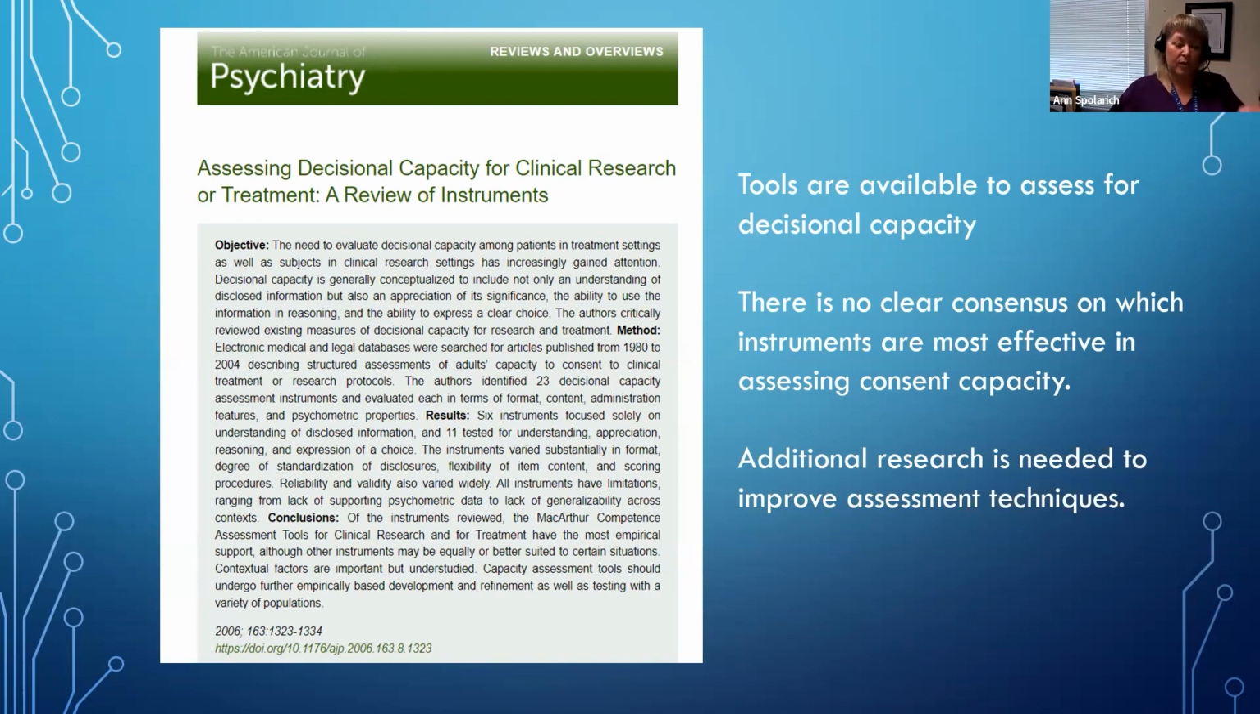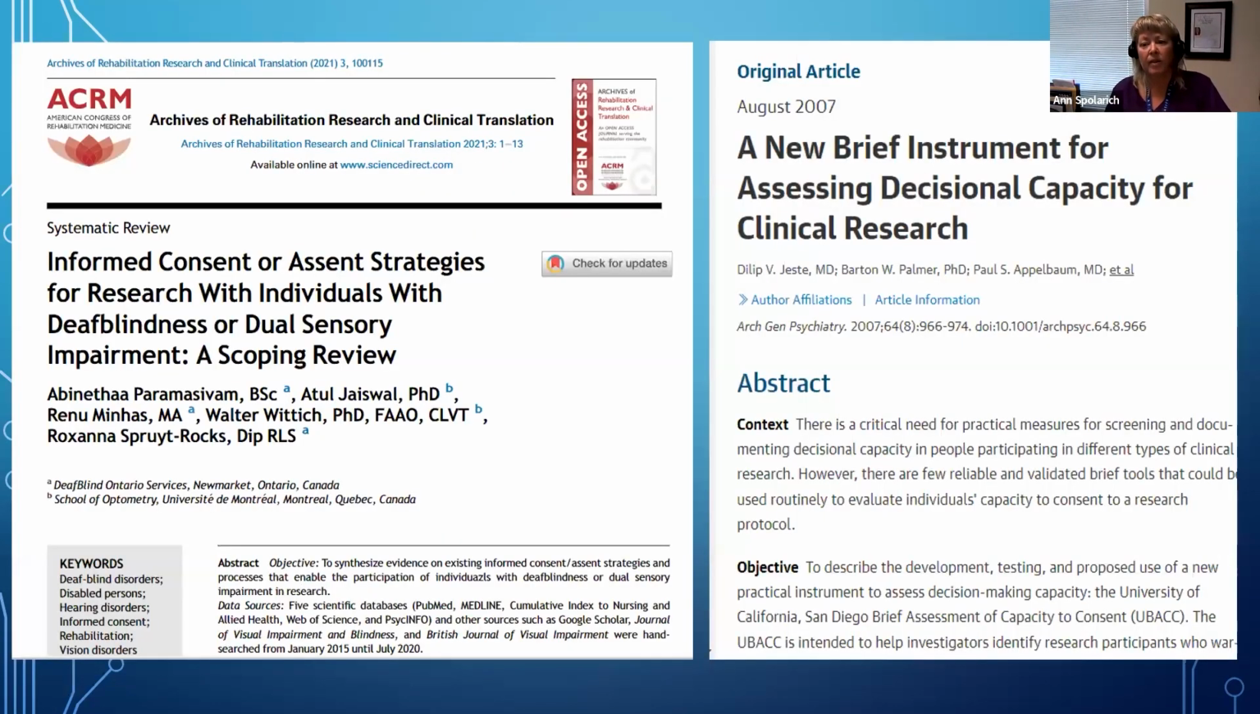When they went through their search criteria and narrowed the terms, 6 instruments focus solely on understanding the information that's disclosed to the potential subject, and 11 test for understanding, appreciation, reasoning, and expression of choice. They vary a lot in terms of the number of items, the flexibility of the item content, and how they're scored. So I would encourage you, if you're working with a vulnerable population where you're concerned about whether or not they have good decision capacity, to do a search and find some of these different tools. There are a couple of different systematic reviews out there, and they're also based on the application of these different tools in different populations.